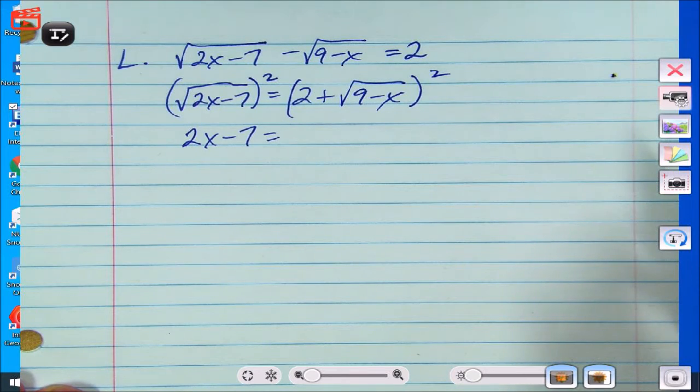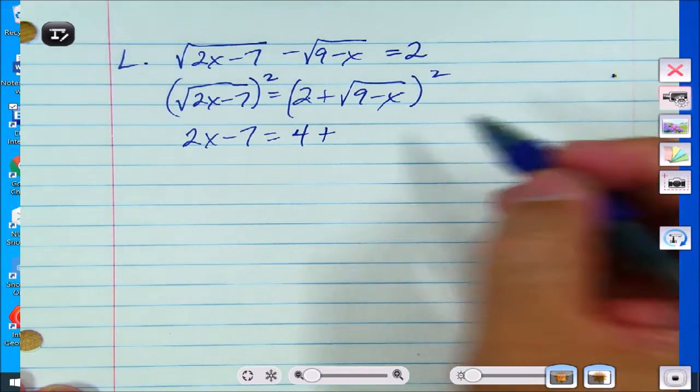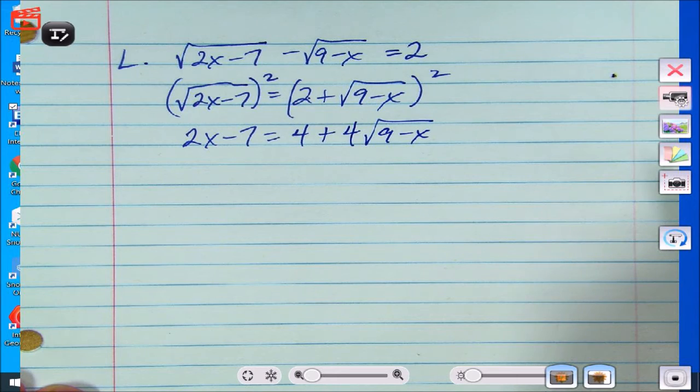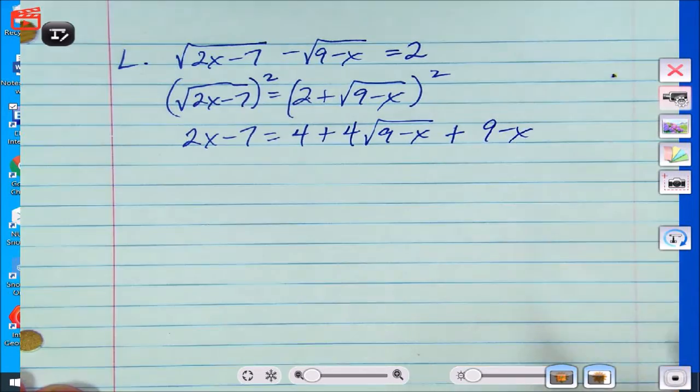Watch this black magic. 2 squared is 4. Bring down the plus. Double the 2. Attach it to the square root of 9 minus x. Plus the square root of 9 minus x squared, so it's 9 minus x. Wait a minute. Do that over again?